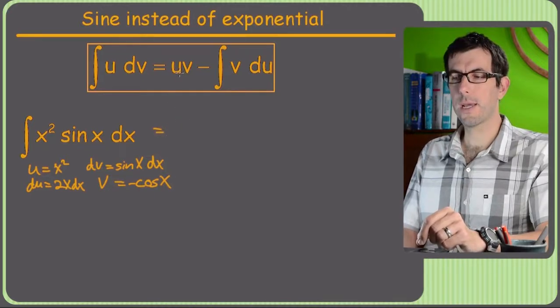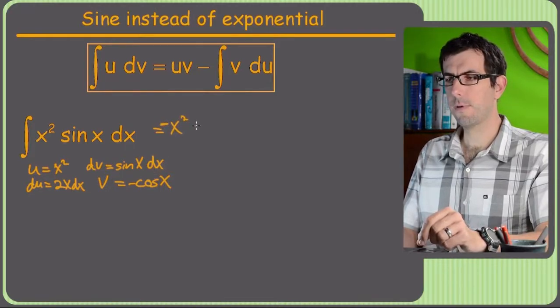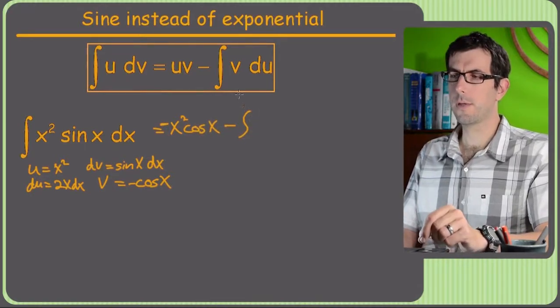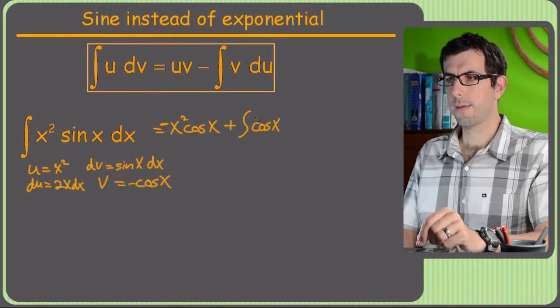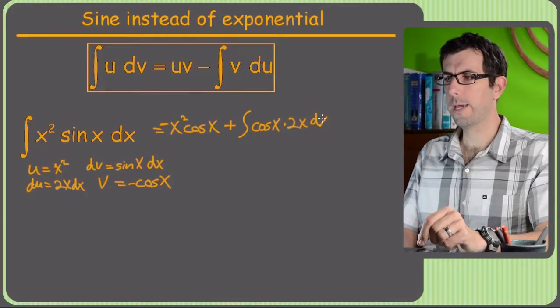Alright, so plug and chug now that we've got our u's and v's. So u is x squared times v, which is negative cosine x, minus the integral of v. So that's positive cosine x, because we had a negative on the cosine and also a negative in front, which canceled, du, which is 2x dx. Alright, so I'll just rewrite that to make that integral look a little nicer.